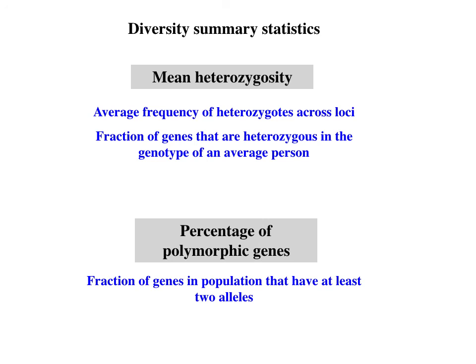Another type of statistic that we look at is what we call the percent of polymorphic genes, and that's just the fraction of genes in a population that have at least two alleles. So these are diversity summary statistics that biologists use.